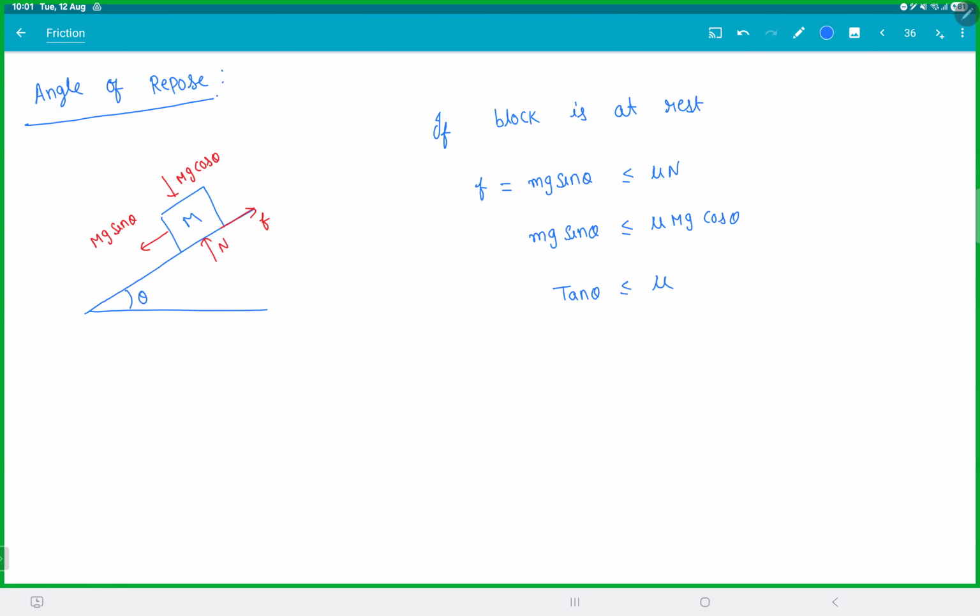So this is the condition for no slipping. So if mu is greater than tan theta, the block won't slip. So we define this angle theta, tan inverse mu, as the angle of repose. It is the angle at which the body is about to slip.